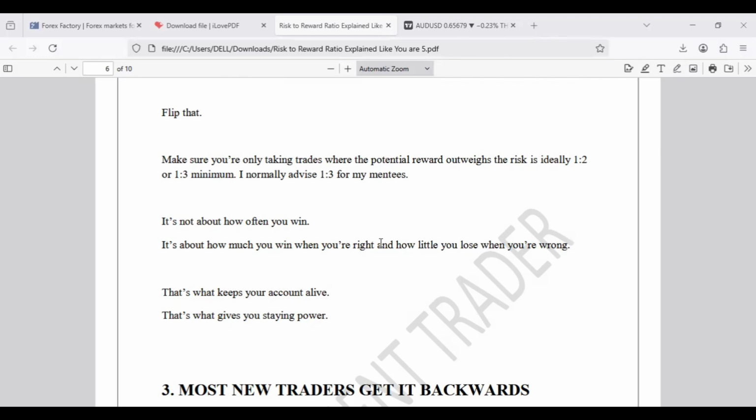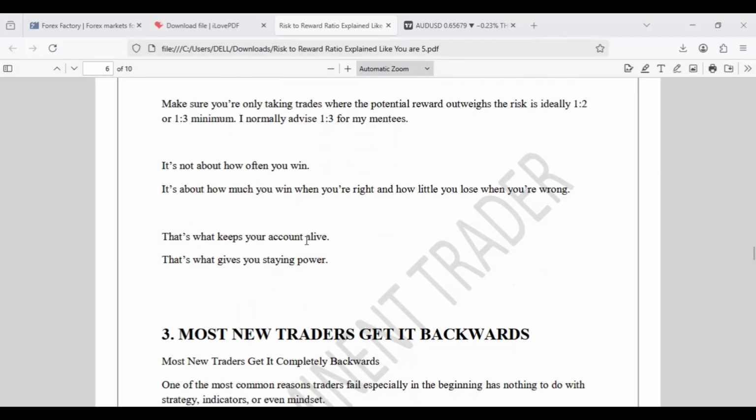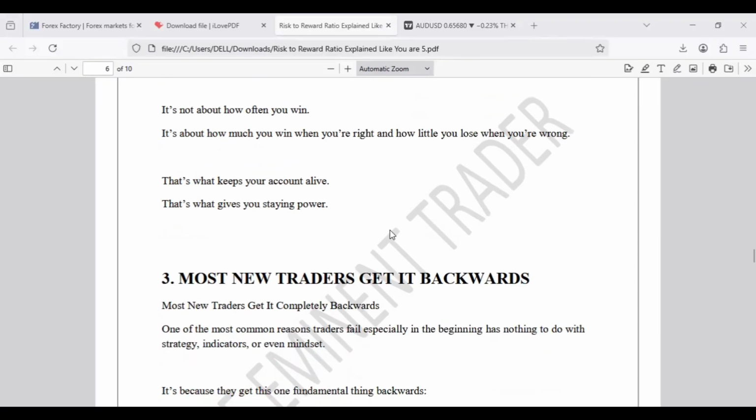Even if you win 3 trades out of 10 on the average for every 10 trades that you take, you will still be in profit. Do you understand? So it is not about how often you win. It's about how much you win when you are right and how little you lose when you are wrong. So this is what keeps your account alive. And that is what gives you staying power in the market. It is very important to always preserve your capital. Only take good, high quality trades.